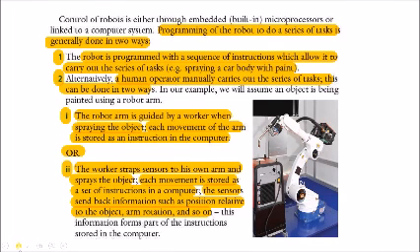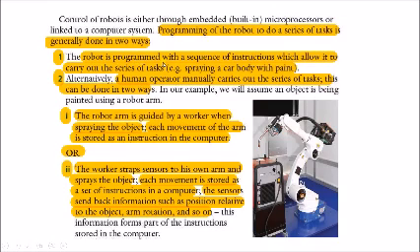Now, control of robots is either through embedded built-in microprocessors or linked to a computer system. Programming of a robot to do a series of tasks is generally done in two ways. We have 1 and 2.